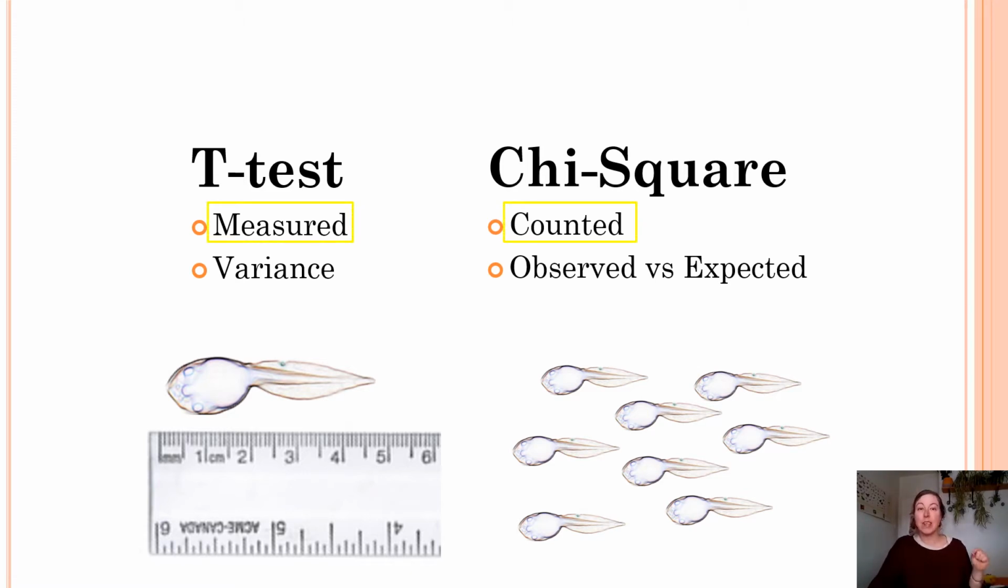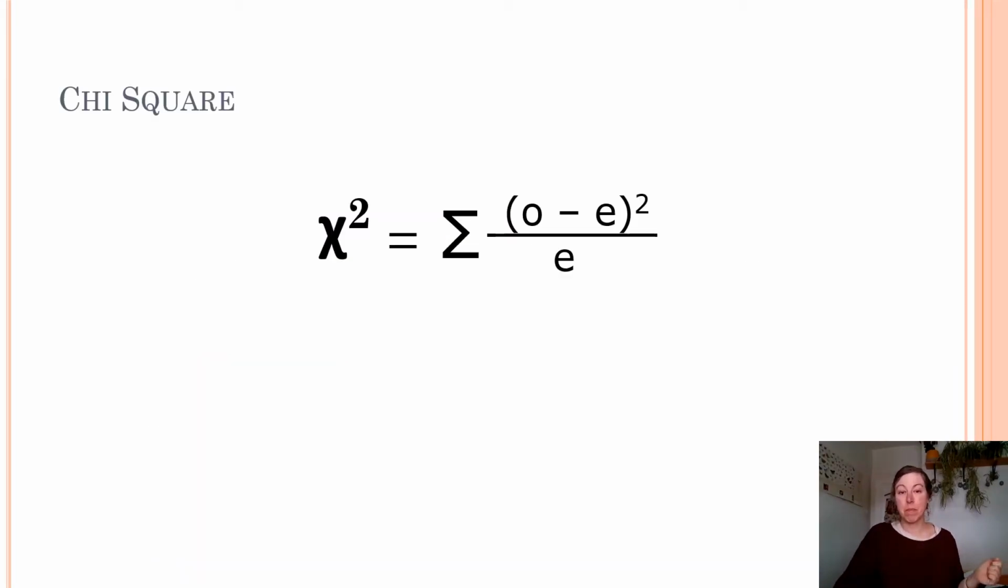So the t-test is a parametric statistic. We're looking at measured data. Chi-squared is a non-parametric statistic. We're looking at counted data. This is the chi-squared equation. It's way easier than the t-test.